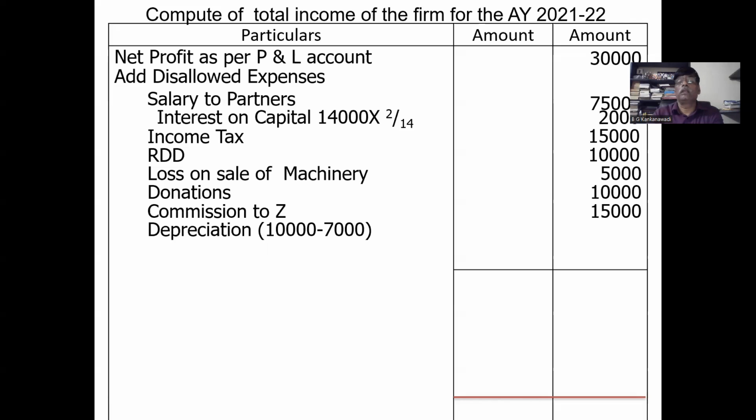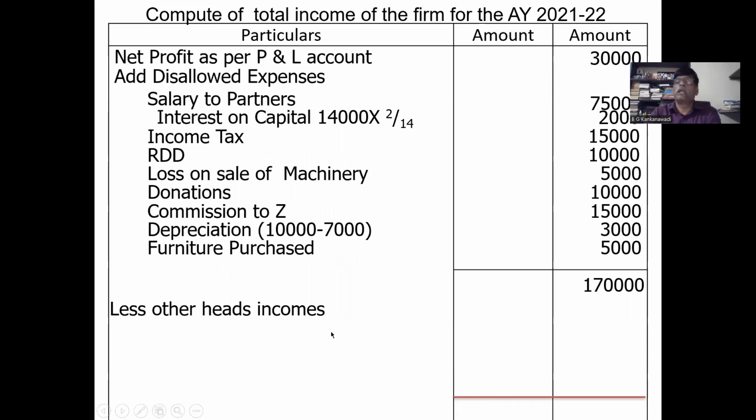10,000 in P&L account, adjustment as 7,000 is disallowed. Then furniture purchase 5,000 disallowed. You take the total. Total is I think 1,70,000. Is 1,70,000 total. Check it.